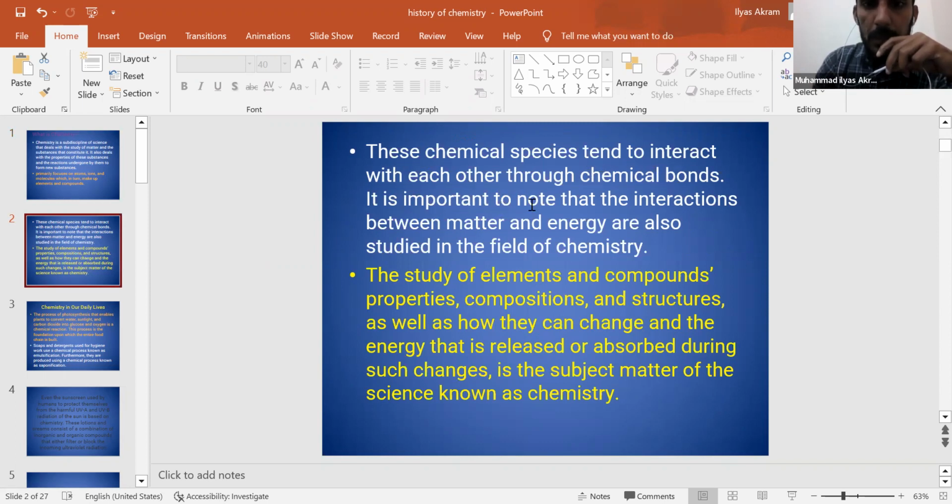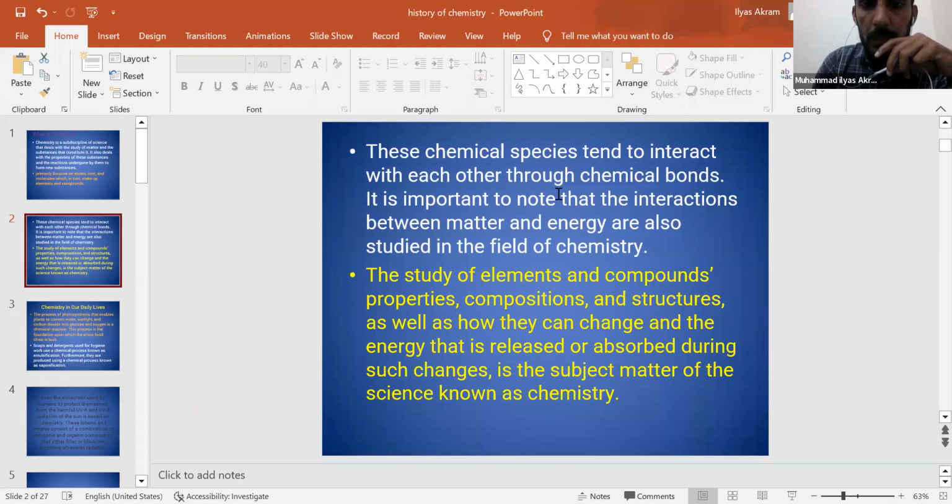It is important to note that the interactions between matter and energy are also studied in the field of chemistry. So we study thermodynamics. There we will discuss how matter is changed into energy and energy is changed into matter. This is basically another statement of the first law of thermodynamics, that energy cannot be created or destroyed. And a chemical bond exists in the form of energy.